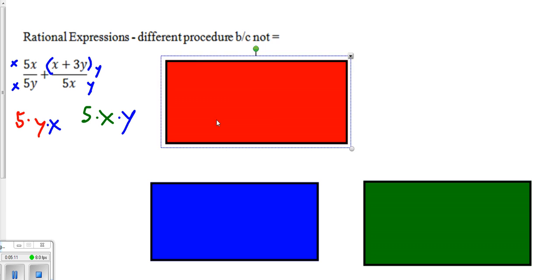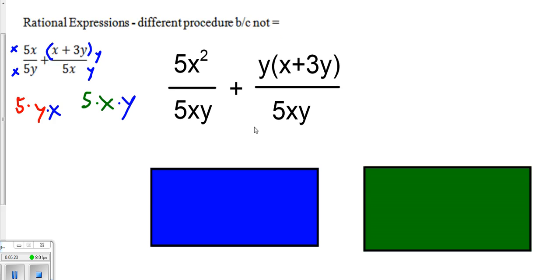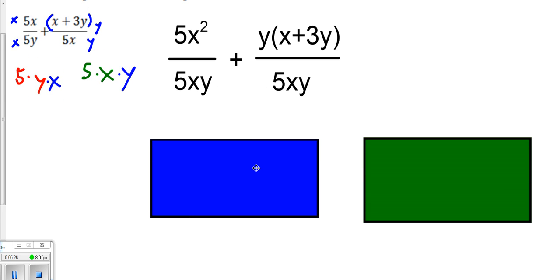When we do that, it'll look something like this: 5x squared over 5xy plus y times this whole piece, x plus 3y, over 5xy. Now notice these are common denominators. Common denominators we can combine.